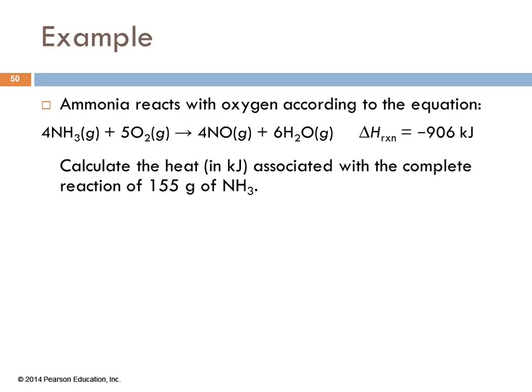Let's look at an example. Ammonia reacts with oxygen. There's the reaction. We've got delta H for the reaction. Calculate the heat in kilojoules associated with the complete reaction of 155 grams of ammonia. So this ends up being like a stoichiometry problem. We've got 155 grams of ammonia. And so we're going to go from grams of ammonia. We always have to go to moles.